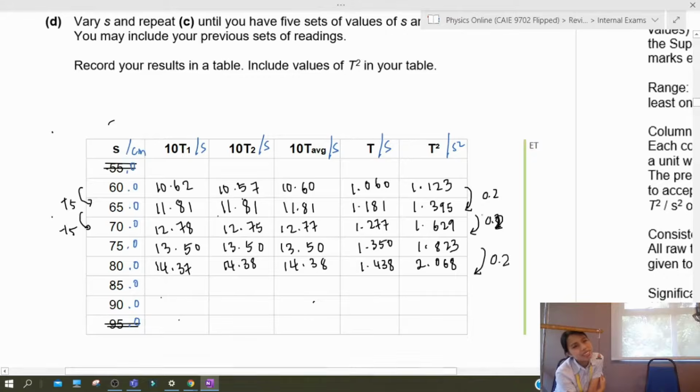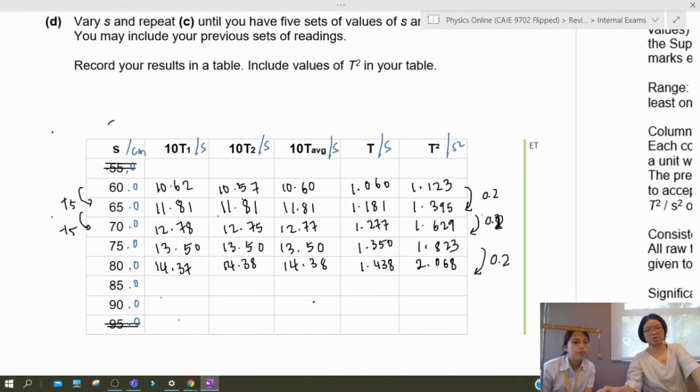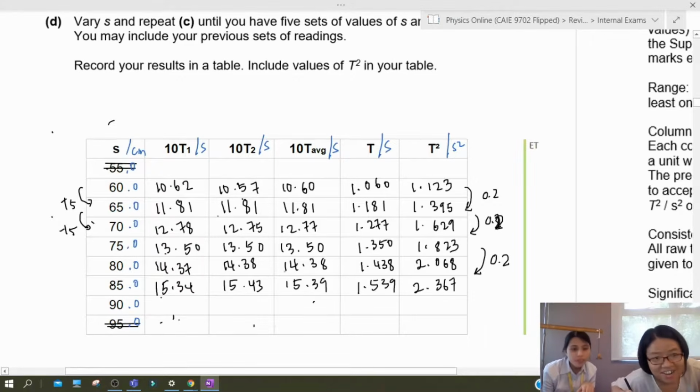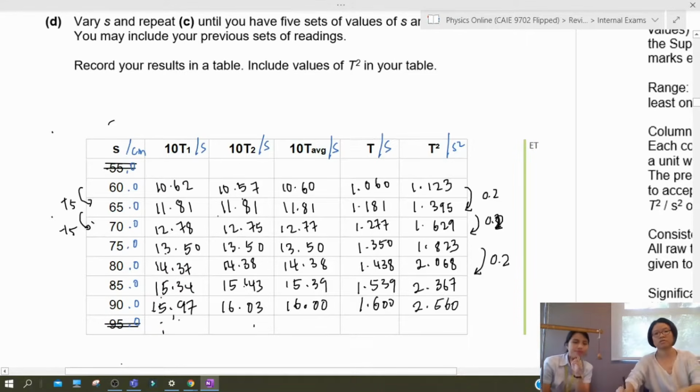Actually can already. Wait. But if our range is not big enough, then they take away our marks, right? Since we still got time, we still got time. Take lah. Okay, let's continue to take. Okay. Done liao lor. Done liao.